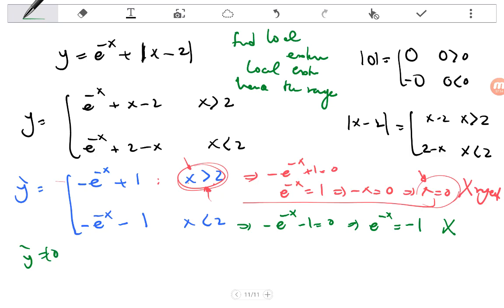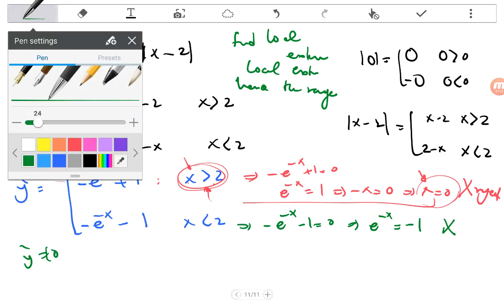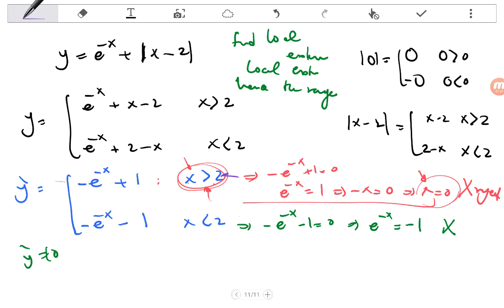But we have two branches, so it may have a point for which the derivative does not exist. So what I do here is find the derivative at the separating point. The separating point is a potential point for which the derivative may not exist. So I find the derivative y dash at 2 plus, which is that branch, just the number after 2. At that branch, let's find the derivative.